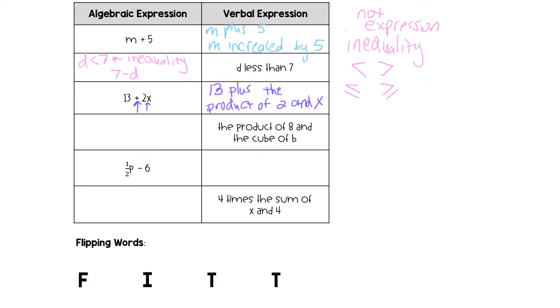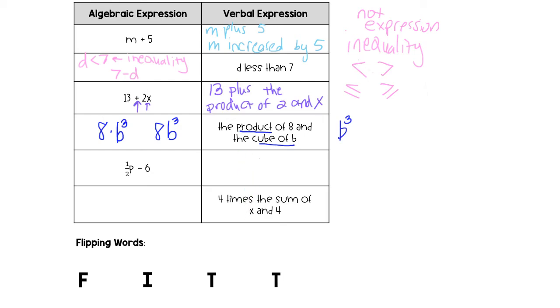All right, next one, fill in this blank. We've got the product of 8 and something. So we know it's going to be 8 times something, the cube of b. Well, we know it's b, and cube means 3 is in the exponent. So 8 times b cubed, or just 8b cubed, or b to the 3rd power. All right, moving on to the next one.